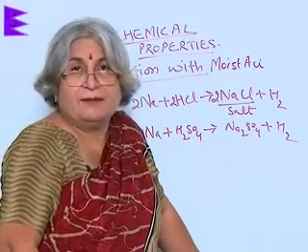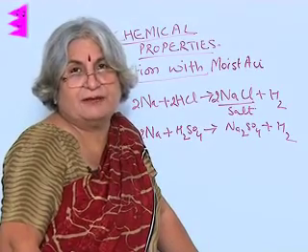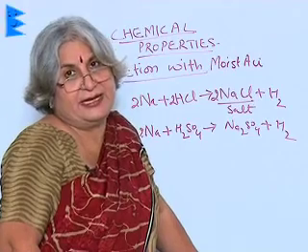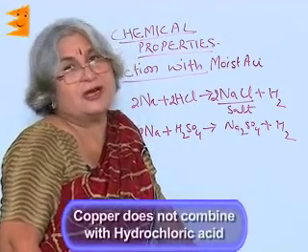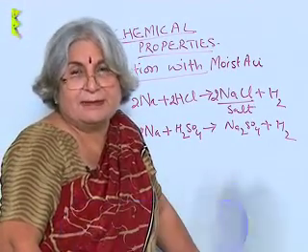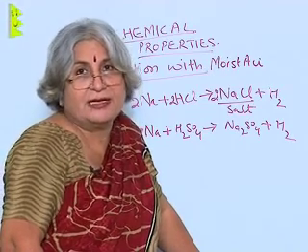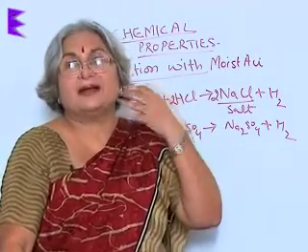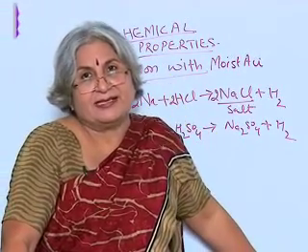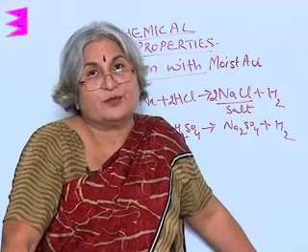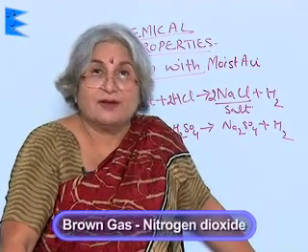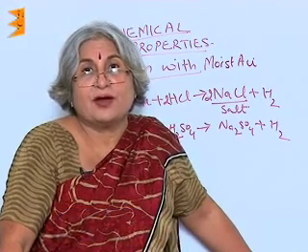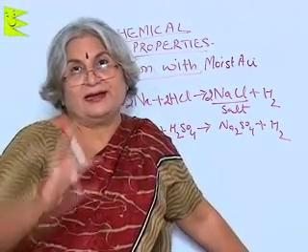So, like this we find many metals, sodium, potassium, calcium, magnesium, aluminum, combine with hydrochloric acid, sulfuric acid and nitric acid. But copper does not combine with hydrochloric acid. It can combine with hot sulfuric acid or with concentrated nitric acid. And you know, when copper combines with concentrated nitric acid, then instead of hydrogen there is production of a brown gas. And what is that brown gas? Nitrogen dioxide.